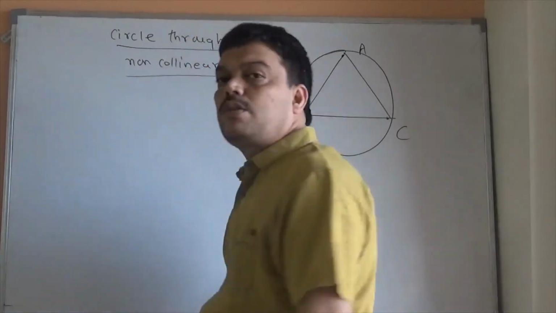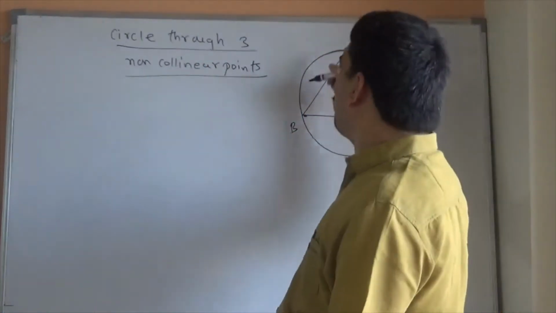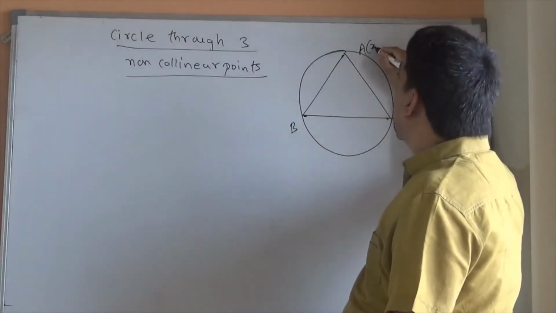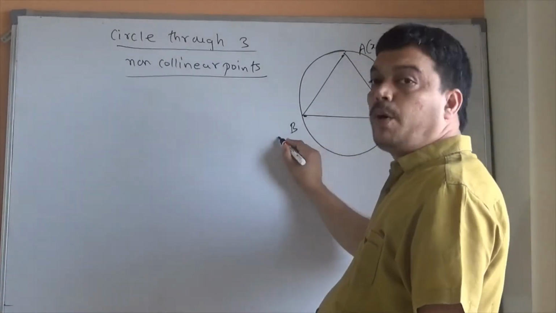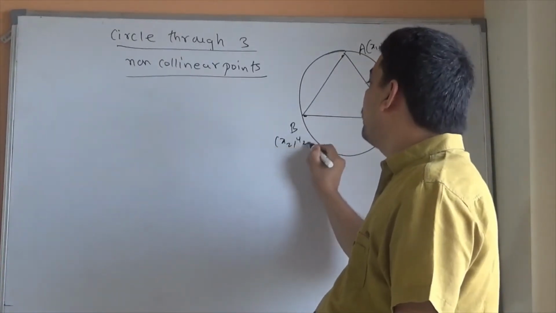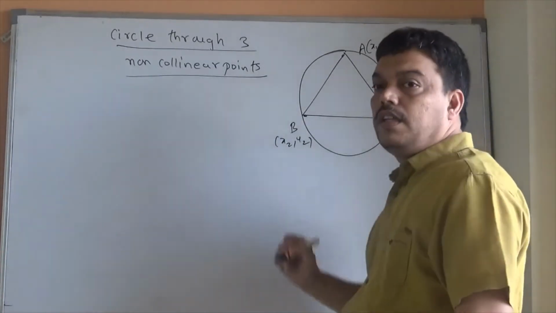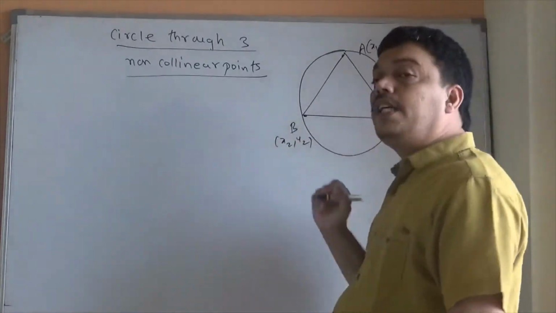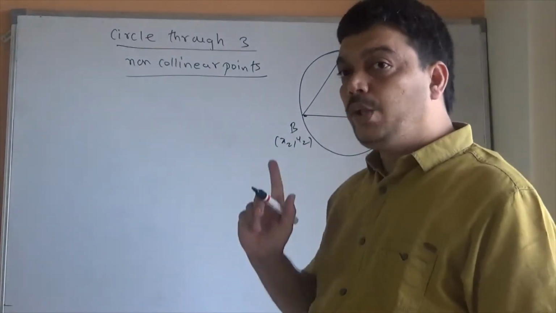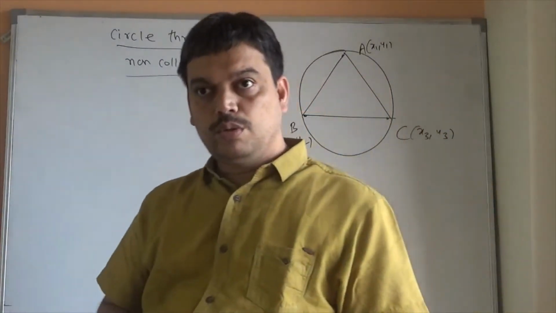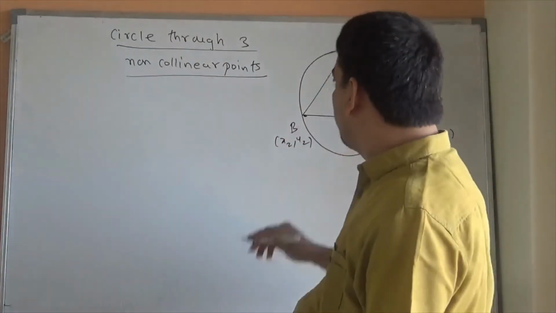We can always draw only one unique circle passing through three non-collinear points A, B, C. Let us suppose this point is x1, y1, this point is x2, y2, and this point is x3, y3, and we need to find the equation of the circle. To find the circle equation, what do we require? We need to find its center, and also its radius. So let's see how we can find the center.